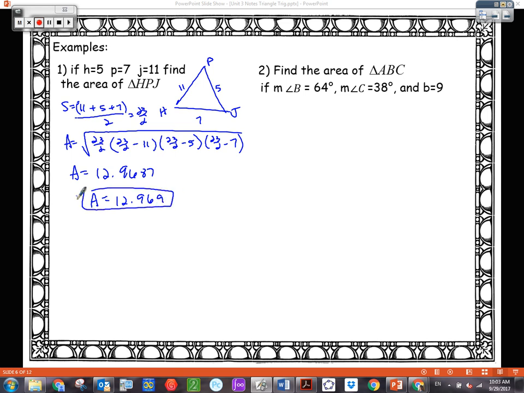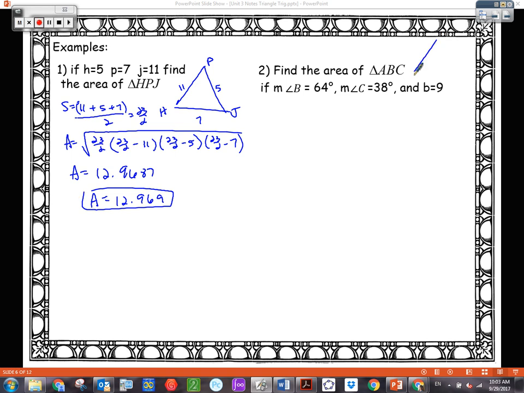Now, if they gave us units, we would need to put the units squared. Let's say that was in feet. We would need to say feet squared. But when they don't give you any units, you don't have to say units squared or anything. Just leave it as a number. But if they do give you units, you certainly do need to indicate that. Okay, so that's our very first Heron's formula. Are we okay with that? Yes? Okay. Well, let's look at this second one.